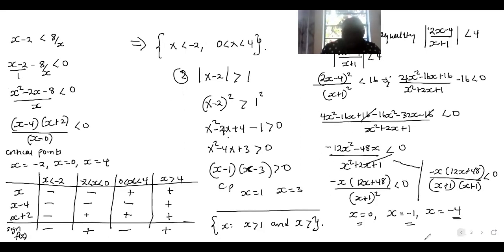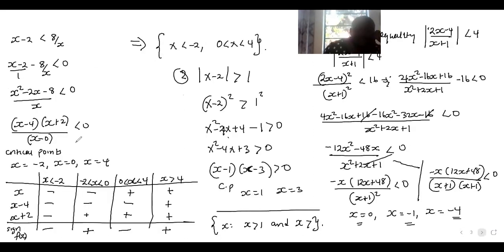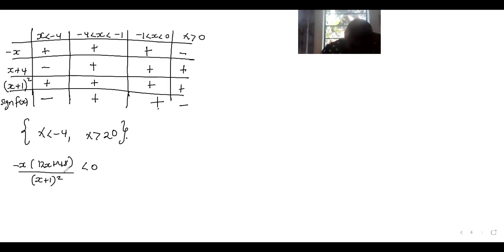Now, if this one was negative x into 12x plus 48 divided by x plus 1 squared, it was which symbol? It was this having a symbol of less than 0. When you divide both sides, we shall realize x into 12x plus 48 divided by x plus 1 is now greater than what?